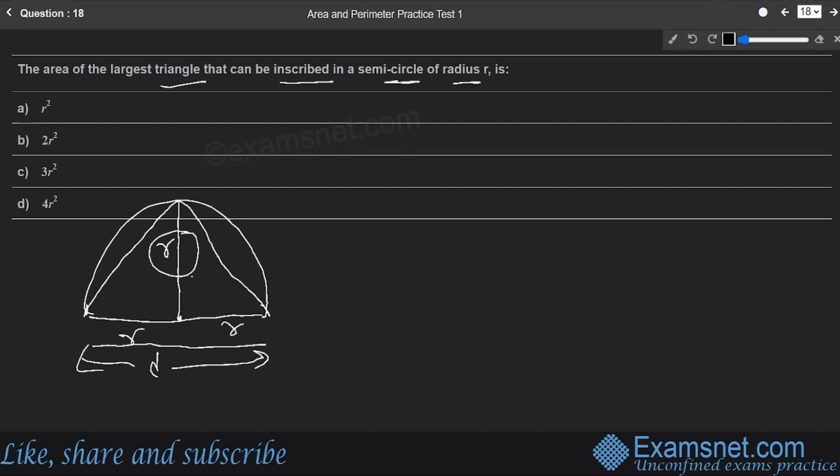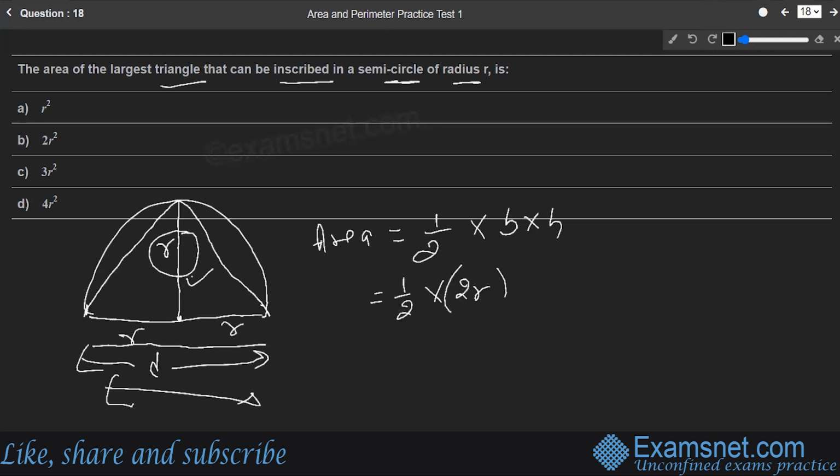So the height of this triangle is going to be r, and the base of this triangle is going to be twice of r, that is the diameter. So the area of this triangle is always calculated as half of base into height. It is equal to half of base value 2r into height value r, which gives us the value r square as the area.